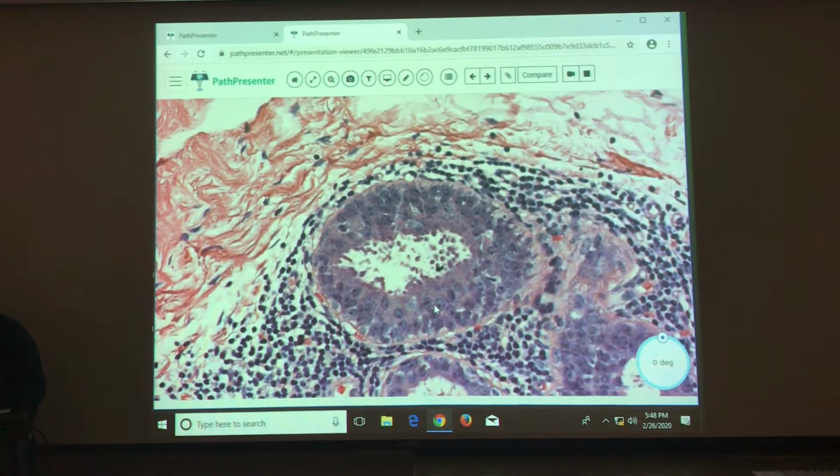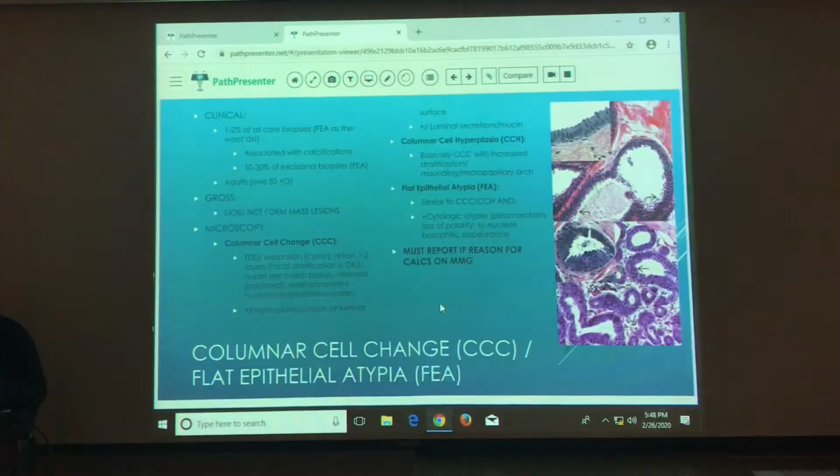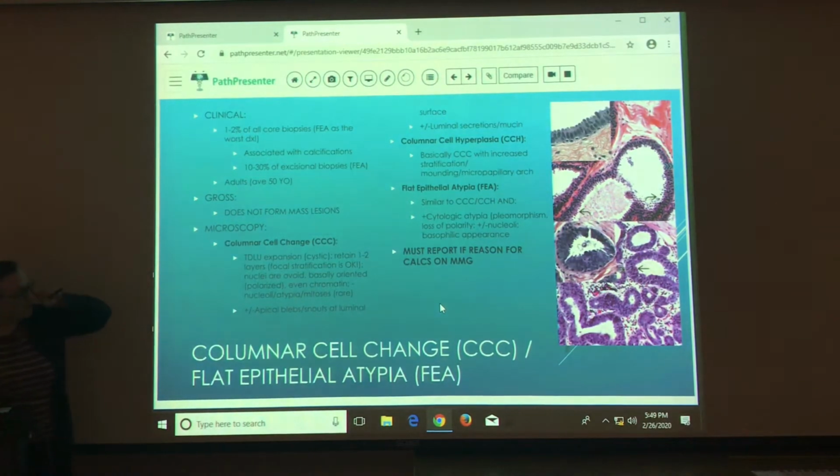But pretty much I just wanted you guys to see the change from columnar cell change to FEA, because they're like the same thing. It's just whether or not you have atypia. Columnar cell change should be extremely regular, like the top left, versus the bottom, which is FEA. You can see a definite difference. When you start losing that polarity, you start seeing more nucleoli, and it looks more basophilic, like what that case was looking like. You should be thinking of that.